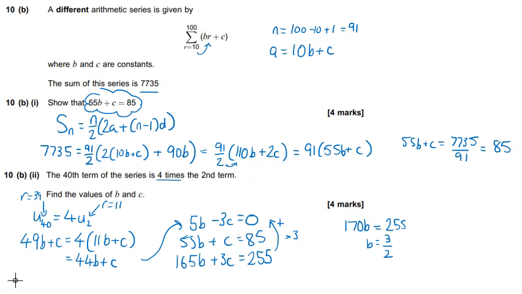And to find c, we need to substitute that back in somewhere, so I'd probably use this equation. If we rearrange that equation, we get c is equal to 5b divided by 3. So 3/2 over 3, the 3s cancel, and that's 5/2. Of course, you can just use your calculator to do that quicker if you want.